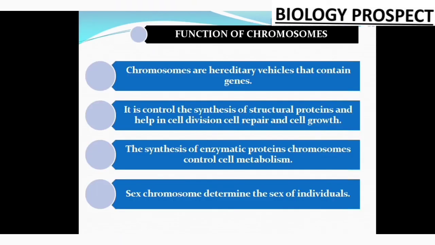And now, lastly, we gained a little knowledge about the different functions of the chromosome. In this chapter we have learned that the chromosome is the hereditary vehicle of genes. It controls cell division, cell repair, and cell growth. It also controls cell metabolism through the synthesis of enzymatic proteins. And the last one, the sex chromosome, determines the sex of individuals.